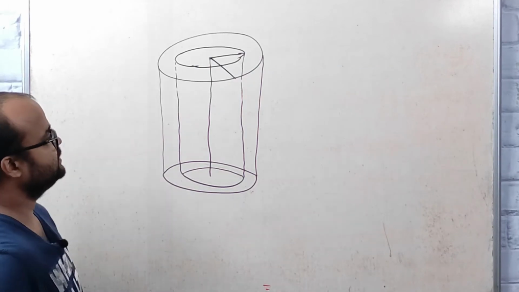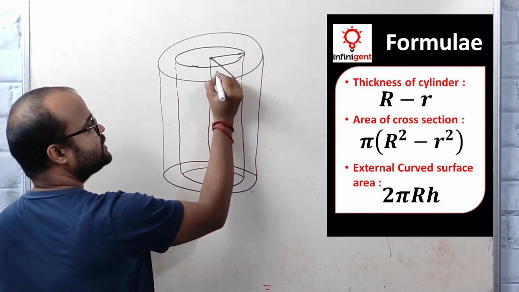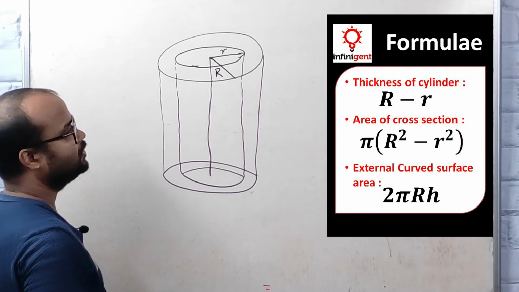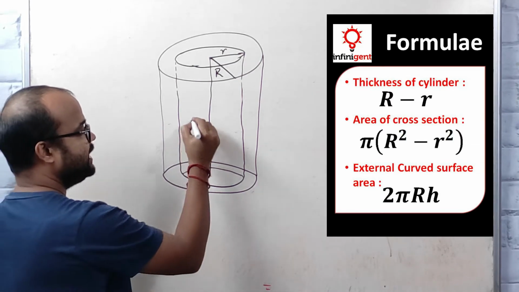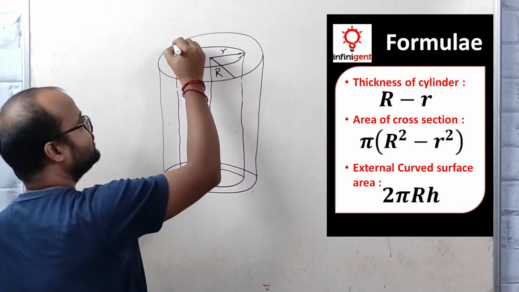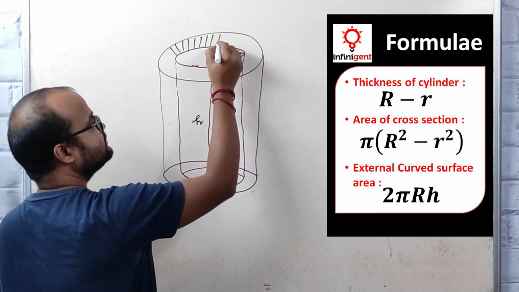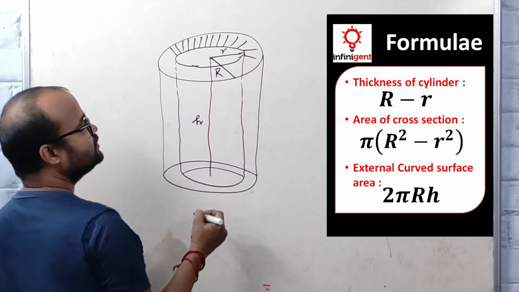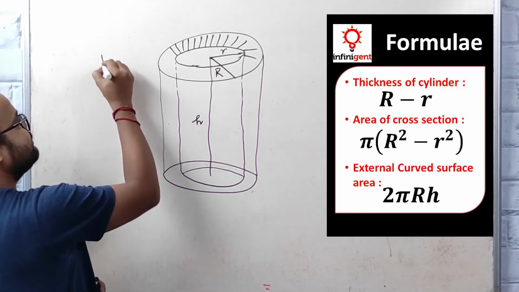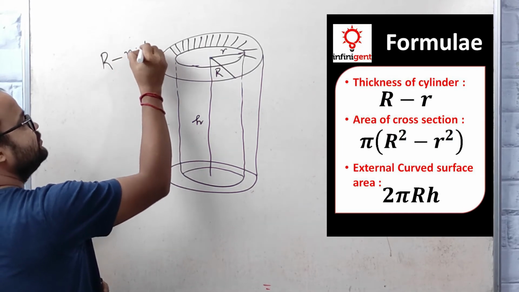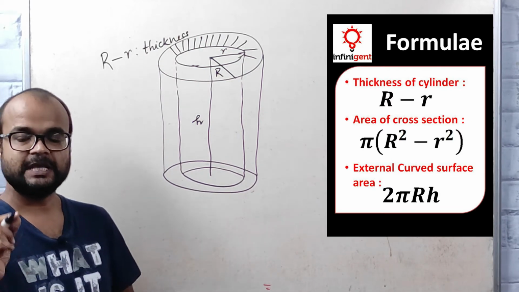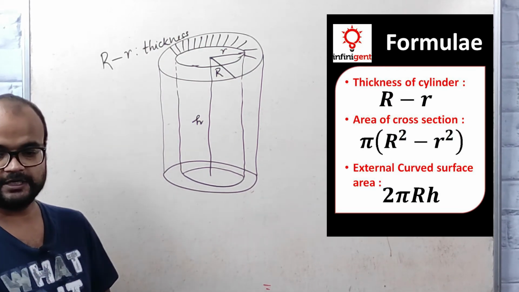Now this is a hollow cylinder where suppose this is capital R, the outer radius, smaller r the inner radius, and h is the height of the cylinder. Now this part is the thickness. The thickness of the cylinder is given by capital R minus r, that means external radius minus internal radius.